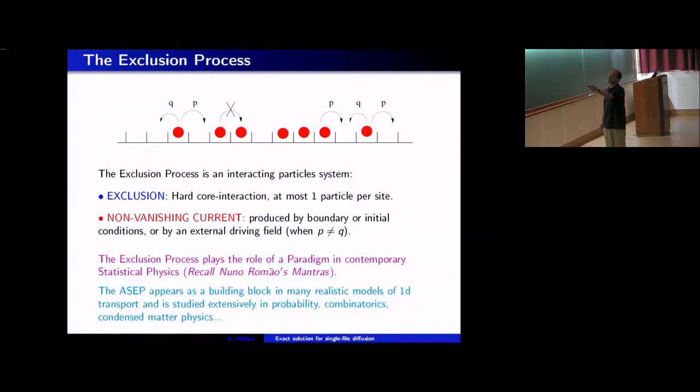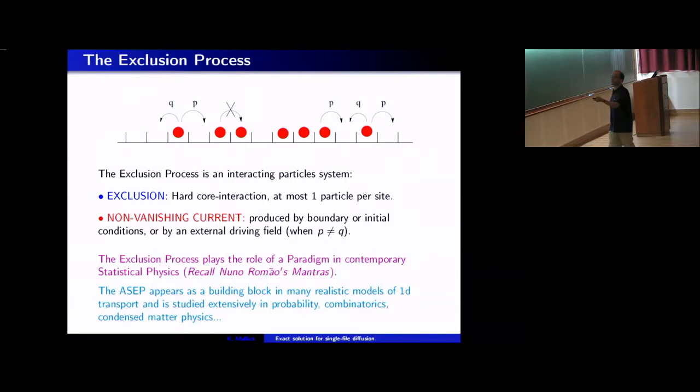If you have reservoirs or asymmetric jumps, you have a non-vanishing current, and it's not a Hamiltonian system, it's a Markov system. So it really makes it almost orthogonal to what we know from equilibrium statistical mechanics, if you want to understand it. It's a paradigm in contemporary statistical physics, and it satisfies precisely the mantras that Nuno Romao told us two days ago. If you remember, I hope you remember, Nuno, about your five mantras. I try to apply them, and I think this model is a good example of this mantra StatMech.